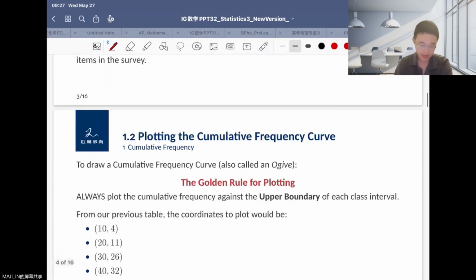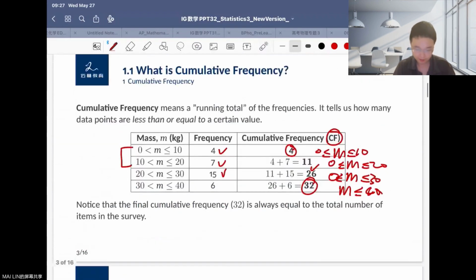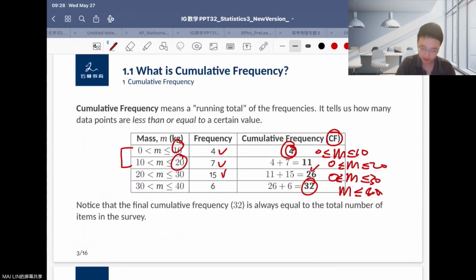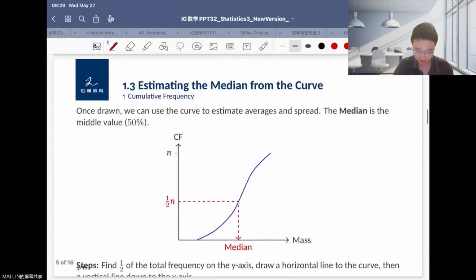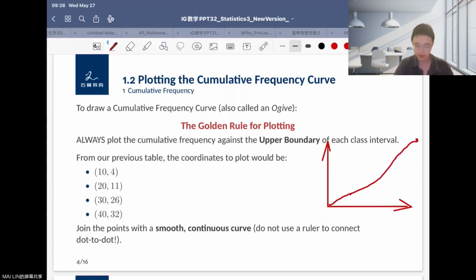And then we can plot the cumulative frequency curve. So here we have 10, 4, and 20, 11, and 30, 26, and 40, 32. So then we can plot this graph like here. You can try to draw them together as this graph. Here is the group, and here is the frequency, or rather the cumulative frequency.